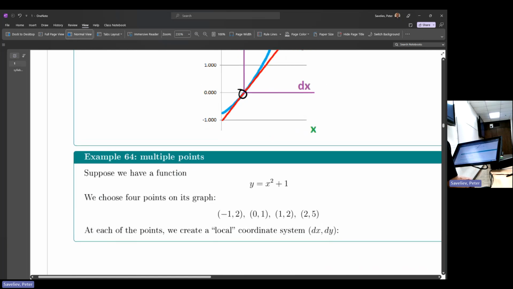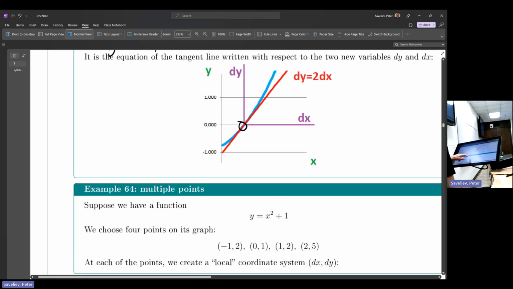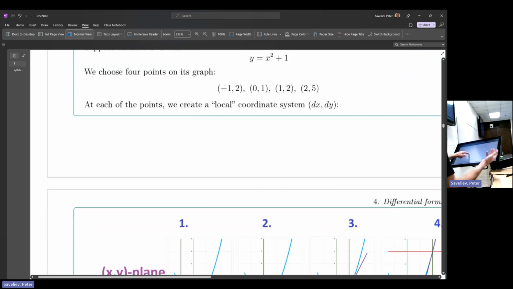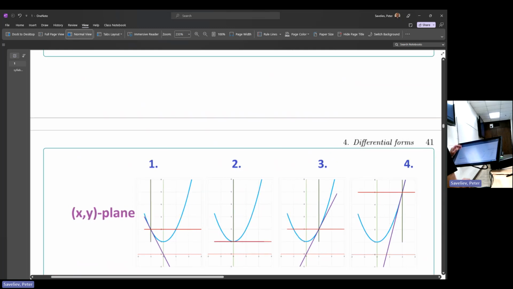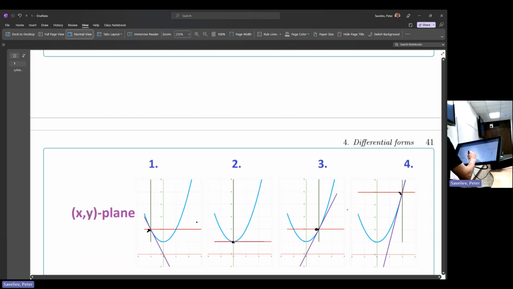Here I have the graph of the function y equals x squared plus 1. I pick 4 points, and in the vicinity of each of these points we have to build the same thing. It's not the same dy and dx, because the slope is different at each of these points. So that's one graph of the same function, and I have 4 points on the graph, points 1, 2, 3, and 4, which have different tangent lines, and therefore I build the dx dy axes, which are right here.